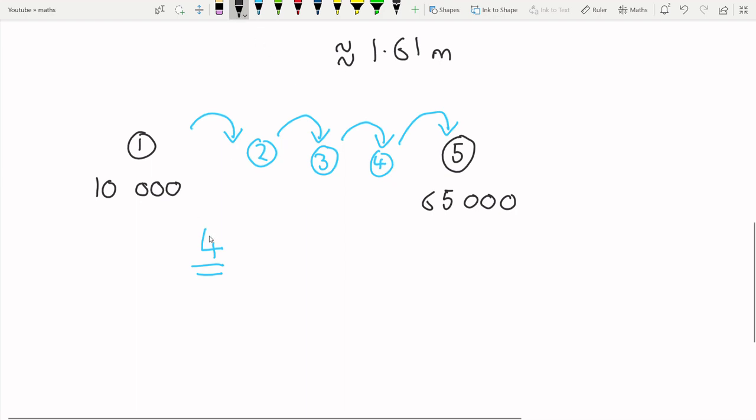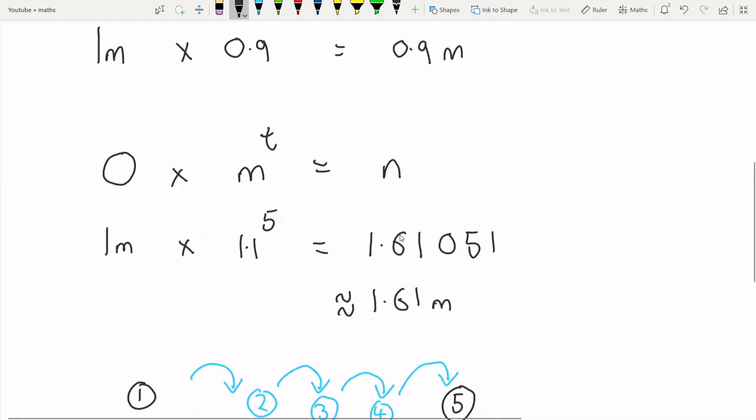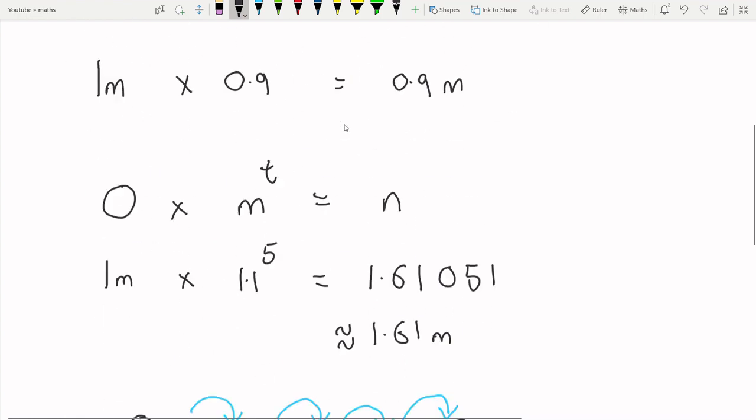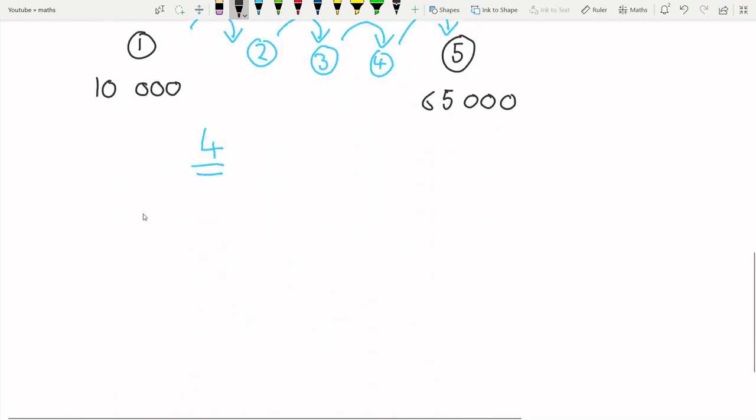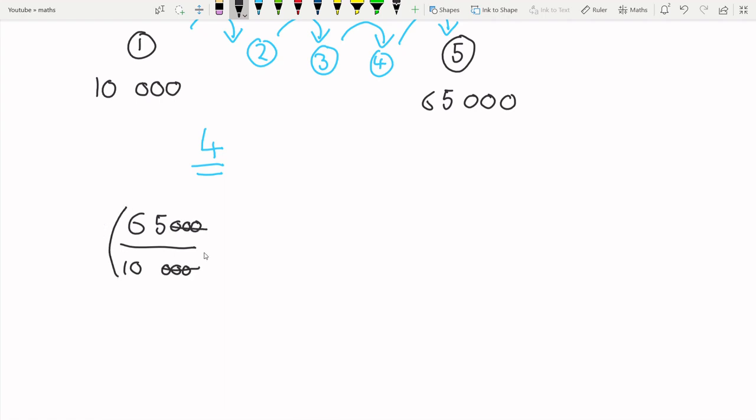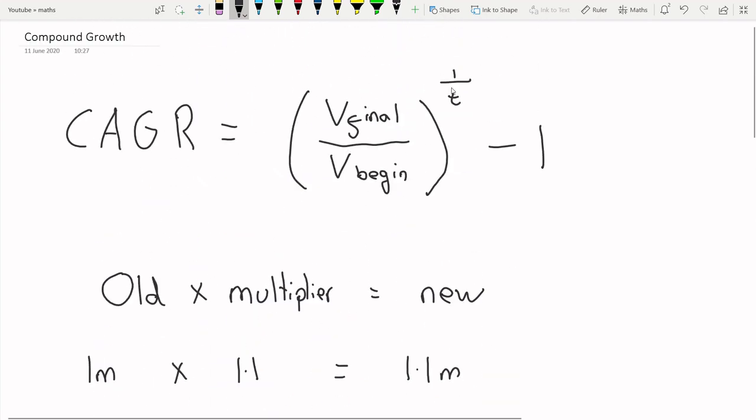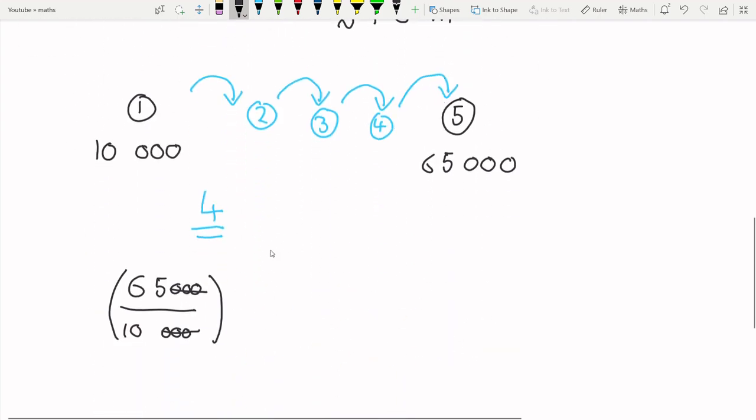We can use this number 4 and these two numbers in the formula above. So V final, 65k, over 10k. Clearly the thousands cancel out. I'm going to take this to the power of 1 over t. In this case t is 4. Minus 1. I'm going to put this in the calculator.